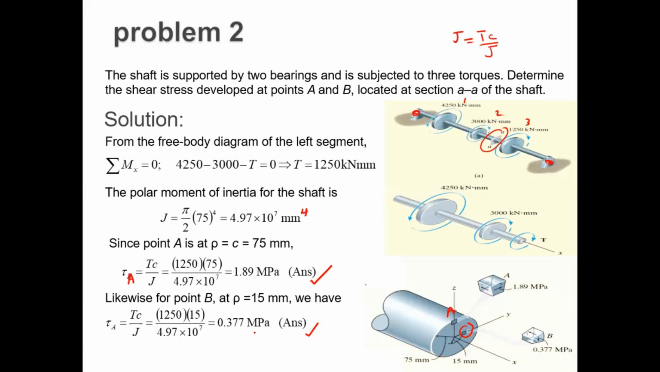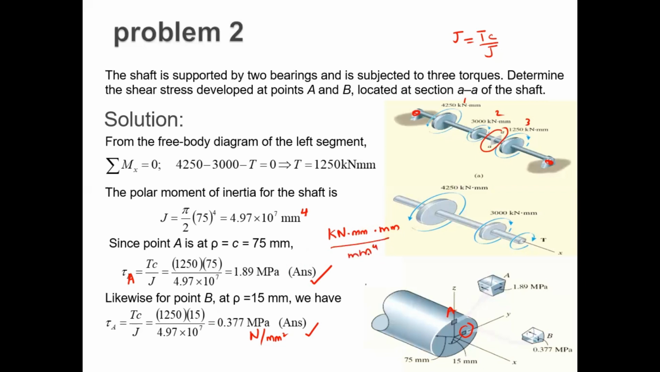For the tau, the unit is megapascal, which means Newton per millimeter square. How does it work? See, this is tau, 1250. This is in kilonewton millimeter, and multiply by C. C is the radius, which is in millimeter. It will be millimeter square. So it will be kilonewton millimeter square divided by millimeter power 4.